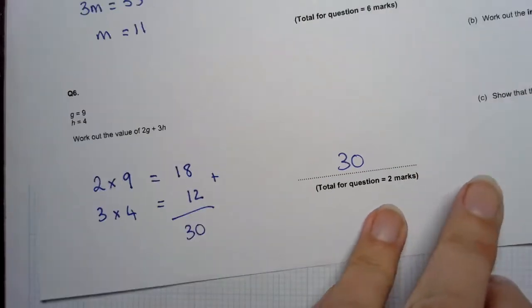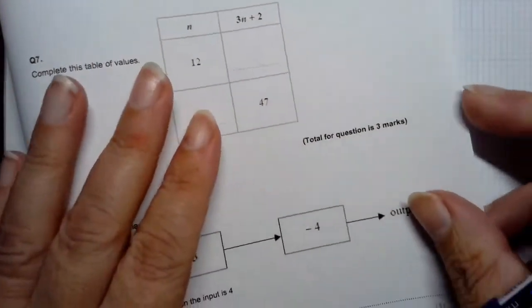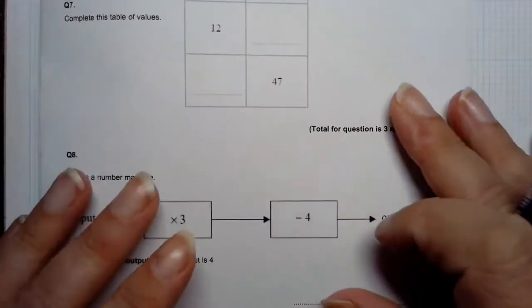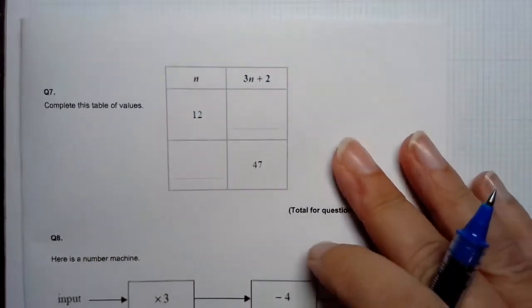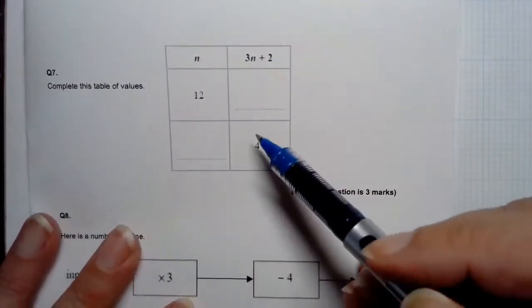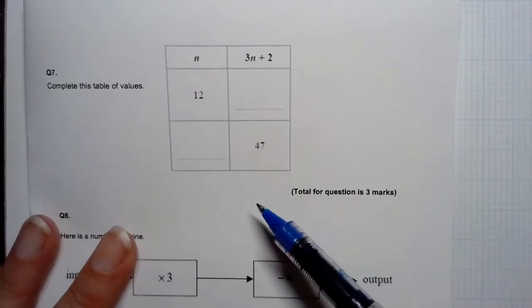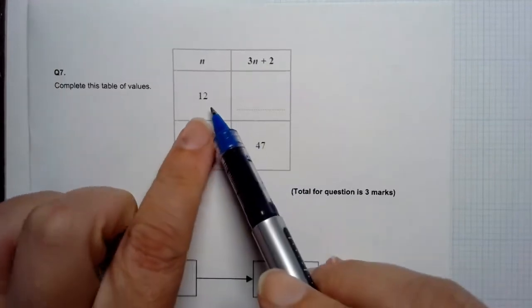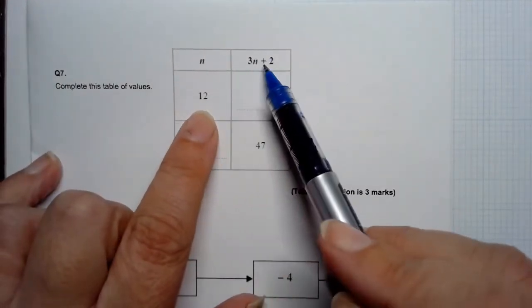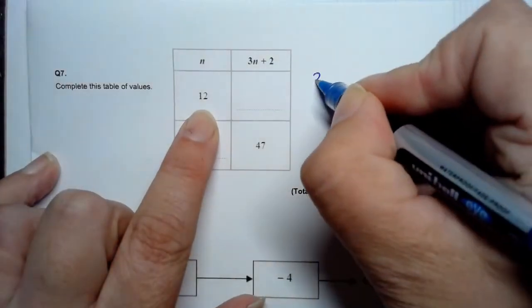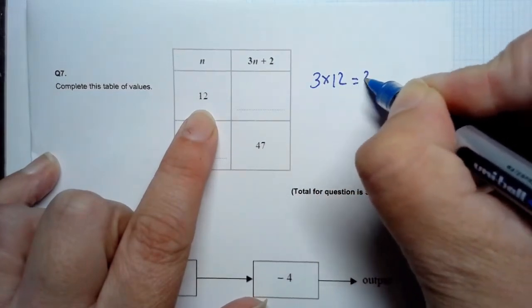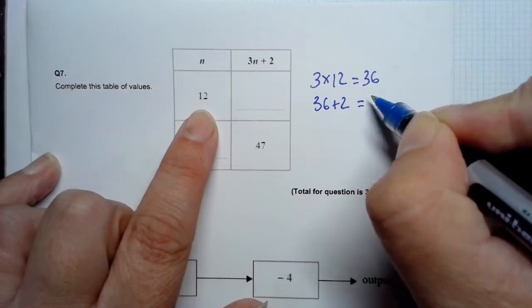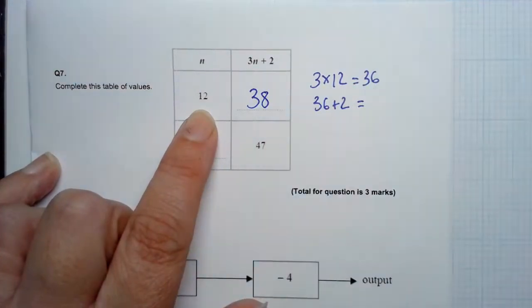Question 7. We're given a table of values. Again, what we're doing here is initially for this part we're going to substitute, and for this one we're actually going to have to undo what has happened up here. So this means 3 times that number and add 2, so 3 times 12 is 36, and 36 plus 2 is 38, which I'm going to write in there.